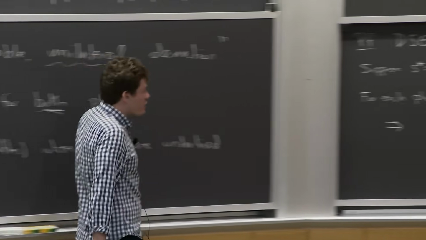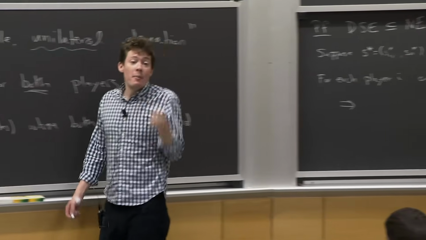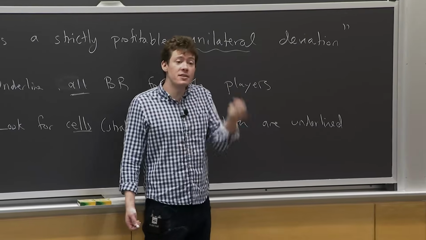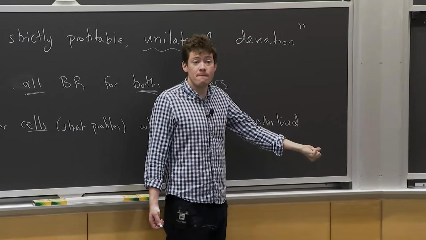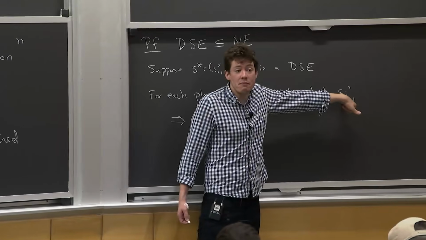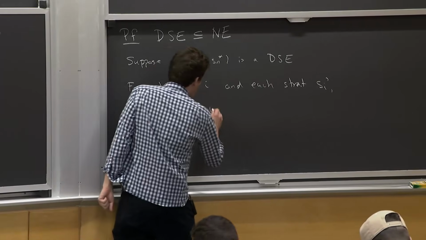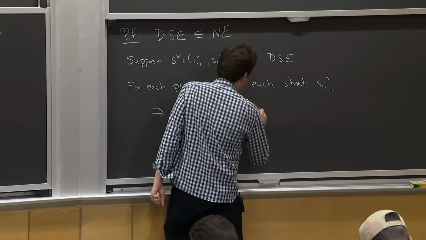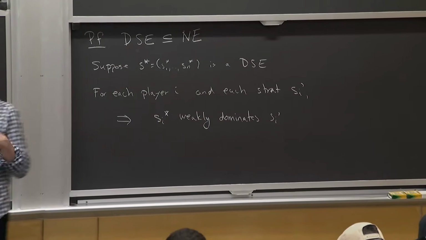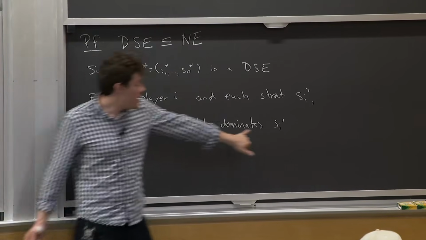So let's go through it in turn. Because it's a dominant strategy equilibrium, we know that si star is weakly dominant. And what does it mean to be weakly dominant? It means that si star weakly dominates every other strategy of player i. In particular, si star weakly dominates si prime, because that's another strategy of player i. We know more than that, but here we're just throwing away information.